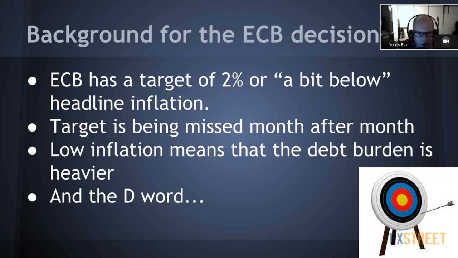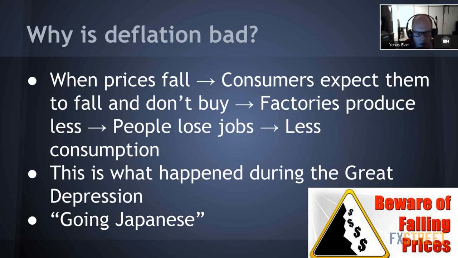So, the European Central Bank has one target only, a single needle in its compass, an inflation target of 2% or a bit below. The target is being missed month after month. Low inflation means that the debt burden on European countries is heavier, and the D word, deflation. So, quick talk about deflation.